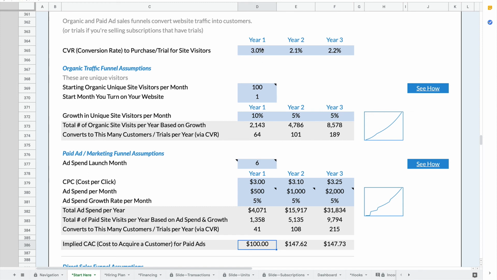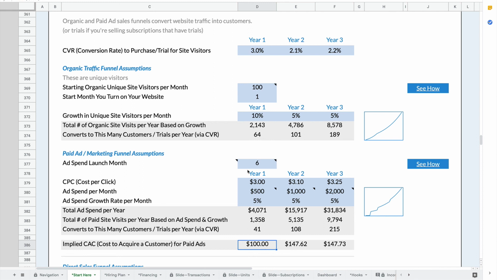Keep in mind, depending on your business model, if you're selling services or transactions or you're selling units, you're driving customers. If you're selling subscriptions, by default, this is driving trials, which may or may not turn into customers. In the subscription setting, there's a separate setting for how many of your trial customers convert to paid subscriptions, which you can set to 100% if you don't have a trial. But if you do have a trial, you're actually going to pay more per customer because this only gets the customer into the trial. And then you still have to convert them into a paid customer.